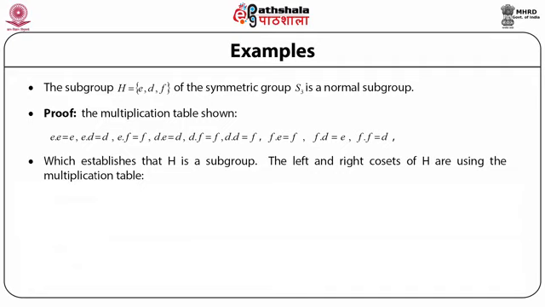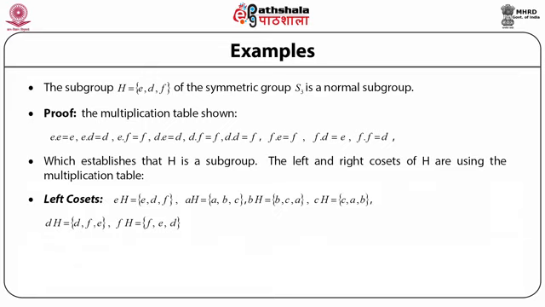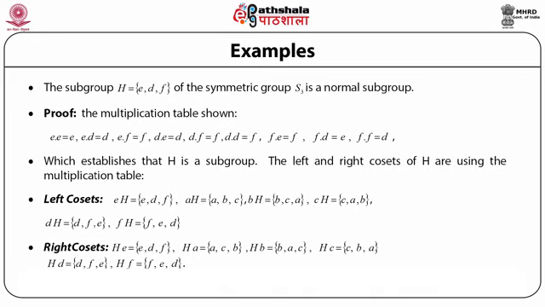The left and right cosets of H can be constructed by using the multiplication table. For example, the left cosets are EH, AH, BH, CH, DH and FH. And from the multiplication table we can see that all these cosets consist of three elements. For example, the coset EH consists of E, D, F, the left coset AH consists of elements A, B, C, and so on and so forth. Similarly, we can construct the right cosets as can be seen in the slide.